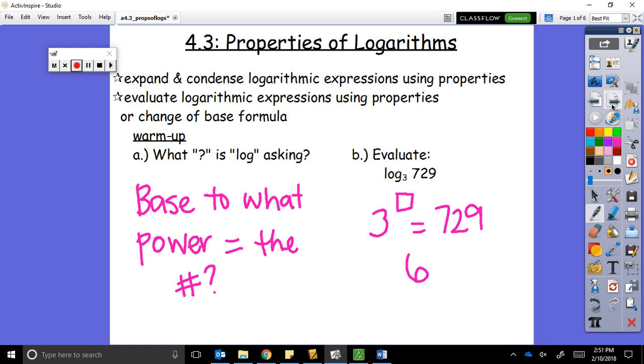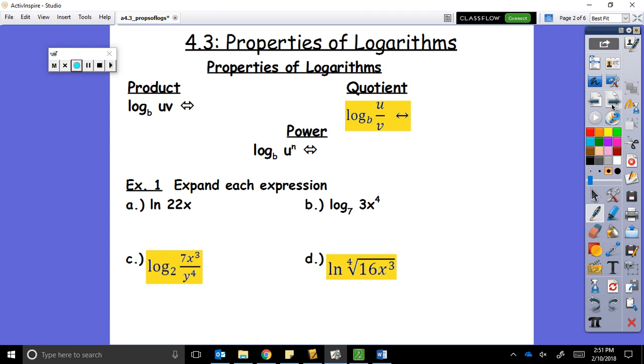Okay? Alright, so let's talk about these product rules. And so you'll want to write these down, these properties of logarithms. These are the rules we're going to be doing today. Whenever you see a log of two things being multiplied, remember that product means multiply. So I'm looking at this u and v being multiplied. I'm going to rewrite those. This is called expand. I'm going to expand this: log base b of u plus log base b of v. So whenever I see multiply, those are going to change into plus signs.